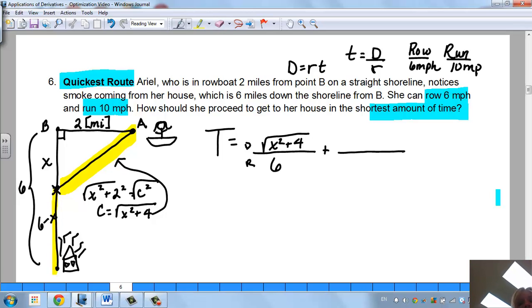So what is the distance on that one? Well, the distance is easy on that one. It's 6 minus x. I don't know what x is, but I know it's 6 minus x. And she runs 10 miles per hour. All right, so now there's our time equation. So here's her rowing part of her journey. Here's her running part. We just got to figure out where's the optimal place for her to hit the shore to get down there, right?